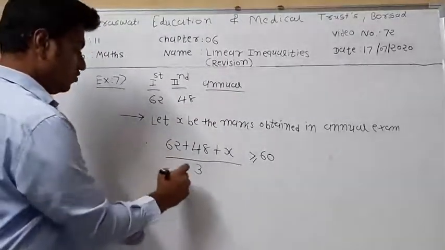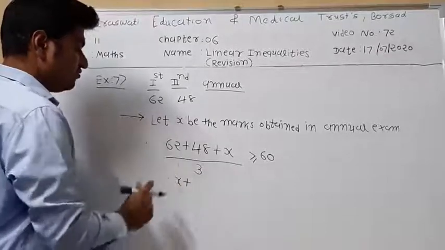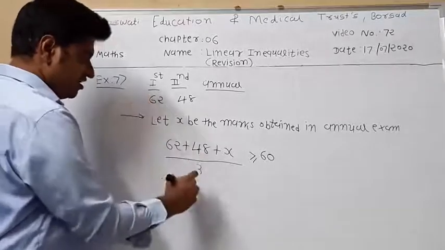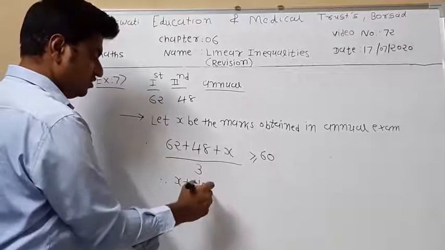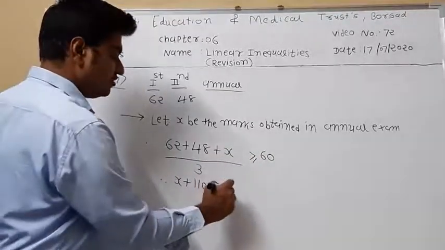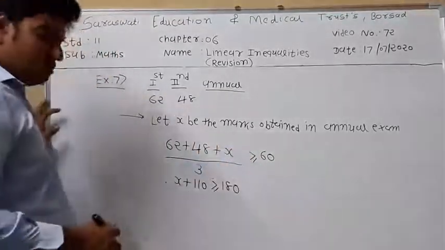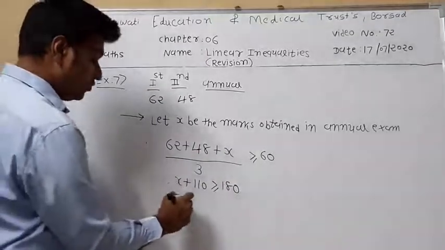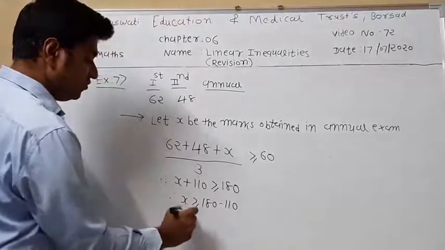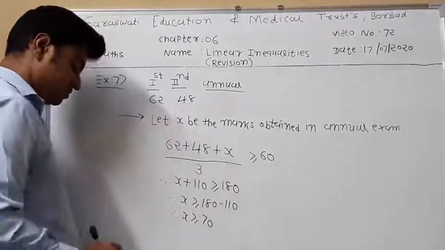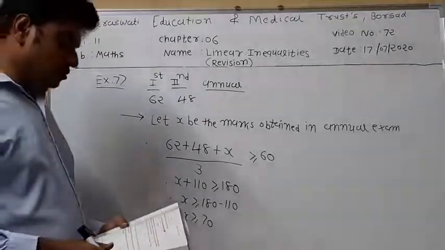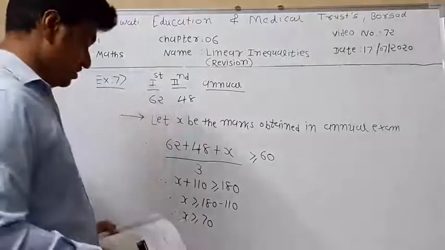Now after adding these numbers, x plus 62 plus 48, that means x plus 110, is greater than or equal to 60 into 3, that means 180. Now moving 110 to the opposite side, x is greater than or equal to 180 minus 110, therefore x is greater than or equal to 70. So our final answer: the student must obtain a minimum of 70 marks in the annual examination.